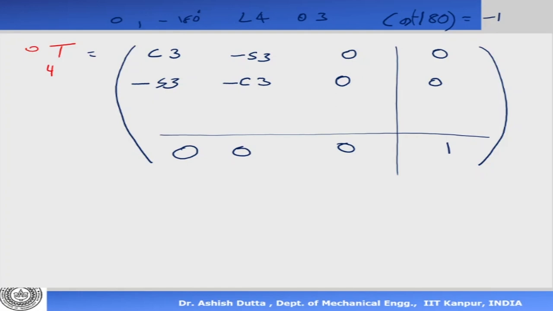Okay, now what about the third row? The third row, we have a sine theta and a sine alpha. Now, sine alpha, as you know, at 180 degrees will be 0. The second term also will be 0 because there is a sine alpha. Now, what about cos alpha? This is a minus 1. And what about the last term, cos alpha? It becomes 1 of L4. Okay. So, we have finished our matrix.